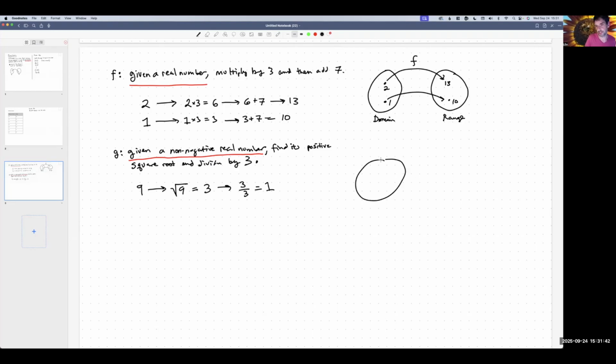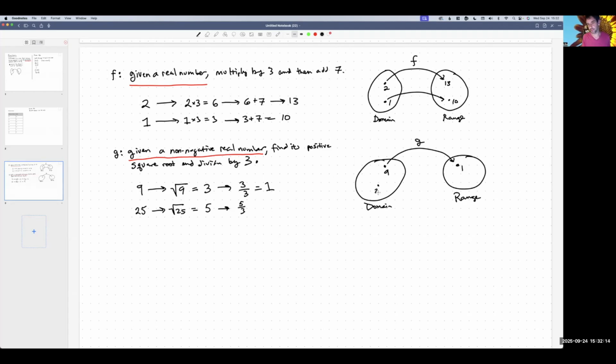So my function g, if we start with the number 9, and we do this kind of diagram, takes us to the value 1. Right, that's what it assigns. And just for good measure, let's do one more. Again, I'll make it easy. 25, we take the square root, and we get 5, and then we divide that by 3 to get 5/3. So 25 is taken over here by g to the number 5/3.